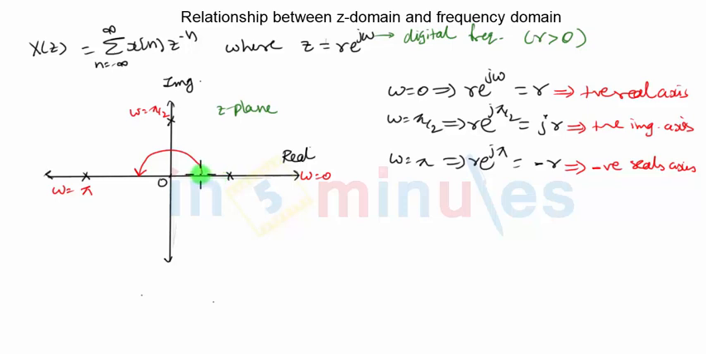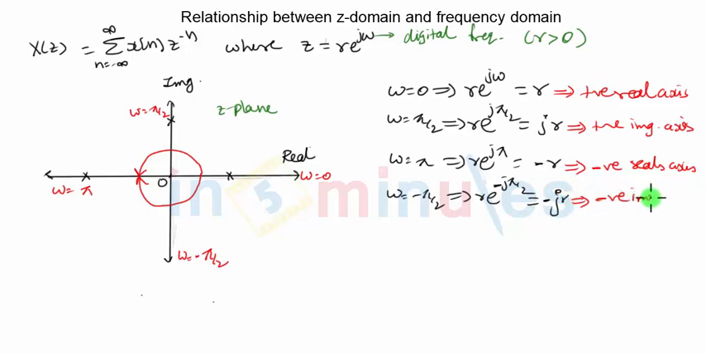Now if I start from the same omega equal to 0, and this time travel in the anti-clockwise direction, then the negative imaginary axis will be omega equal to minus pi by 2. So if omega is equal to minus pi by 2, then r e raised to minus j pi by 2 will be nothing but minus jr, and minus jr corresponds to the negative imaginary axis, which is this. So omega equal to minus pi by 2. So any point lying on the negative imaginary axis will have omega of minus pi by 2.